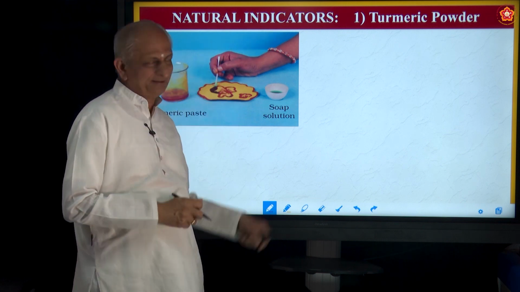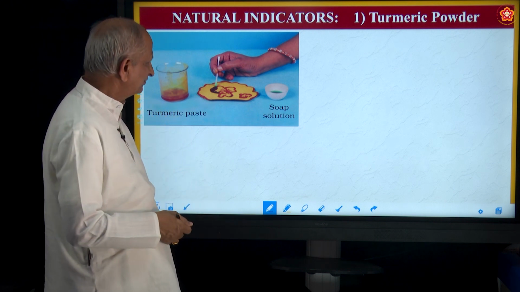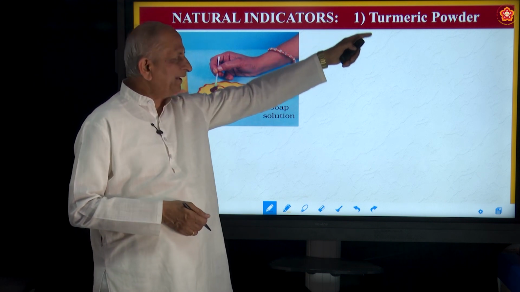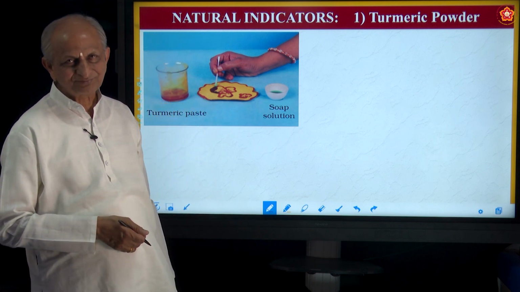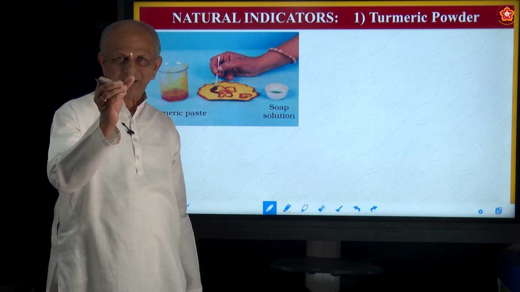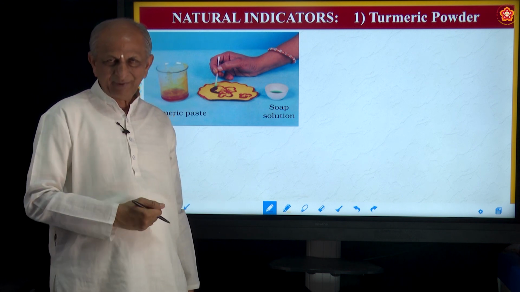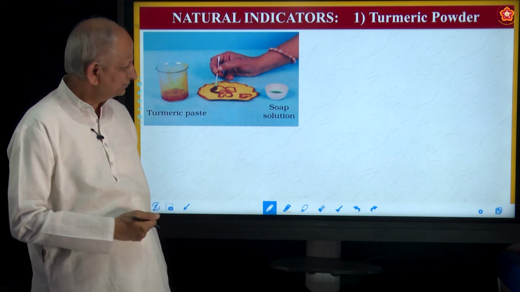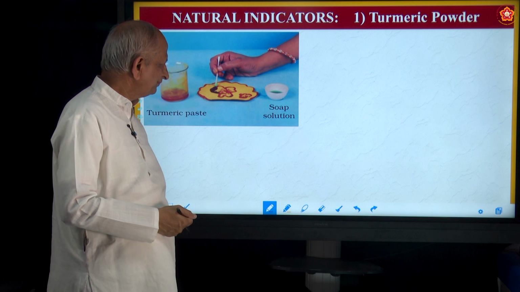Now let us see two interesting natural indicators. You can also try with that, okay. First one is turmeric powder. How many have seen turmeric powder? You have seen turmeric, yellow color. You powder it, it becomes turmeric powder. Okay. So it is also a very good indicator.